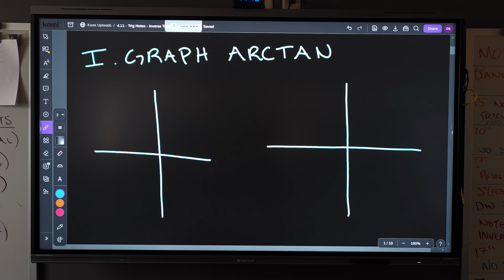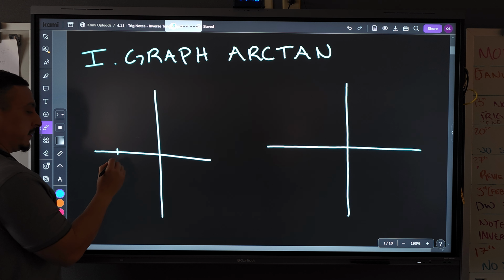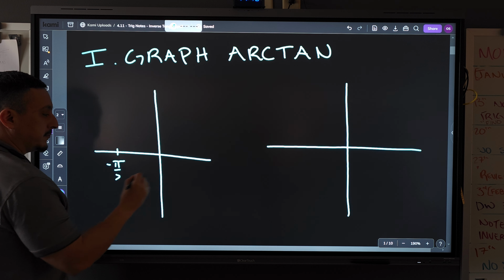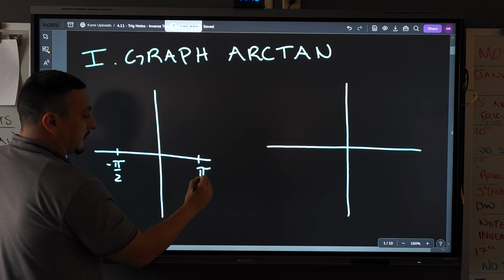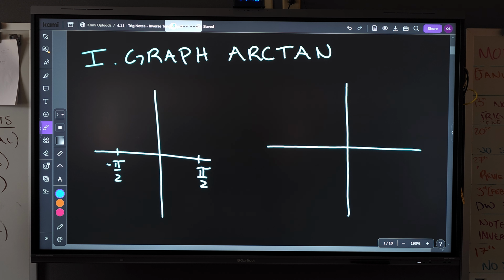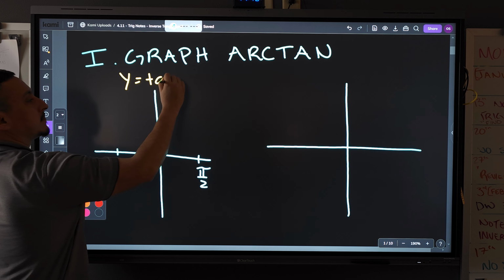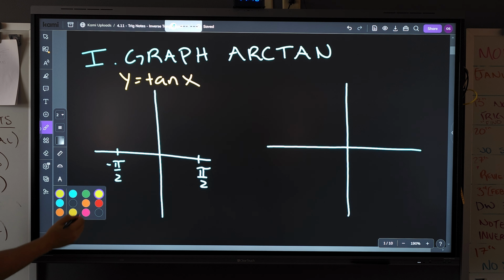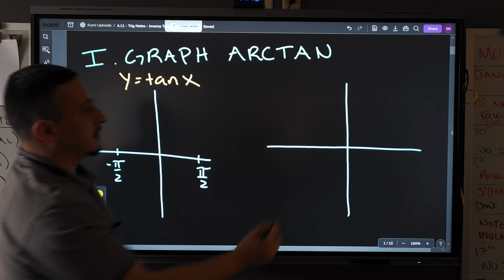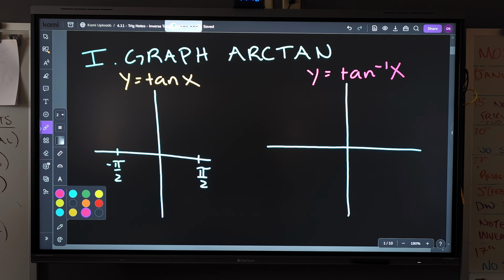Okay. On this one, we're going to go from negative pi over 2 to positive pi over 2. And this one, we're going to graph our tangent function. And on this one over here, we're going to graph inverse tangent. Okay, so you can see how they look, what's the difference, what's the similarities.